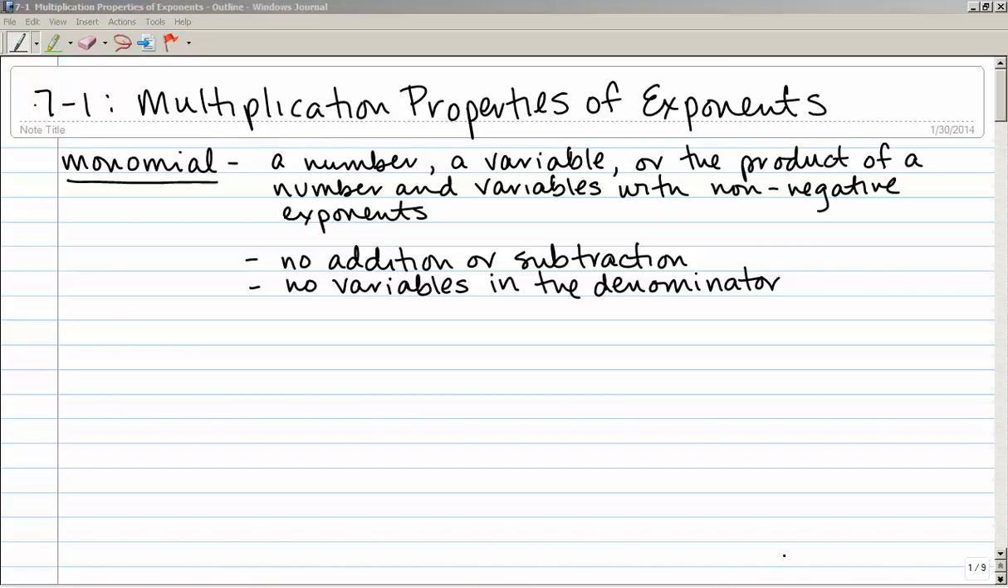Today's lesson is 7-1, Multiplication Properties of Exponents. Definition of a monomial. A monomial is a number, a variable, or the product of a number and variables with non-negative exponents. In a monomial, there will be no addition or subtraction, and there will be no variables in the denominator.